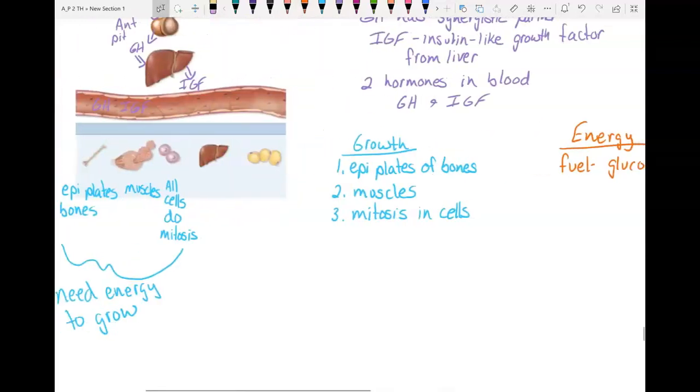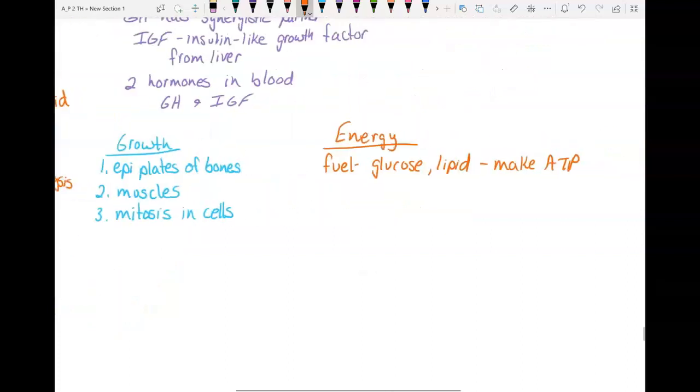So growth hormone stimulates your liver to do glycogenolysis, and release glucose into your blood, and it stimulates your adipose to do lipolysis and release lipid into your blood. This provides the fuel for cells to make ATP, so they have the energy to grow.